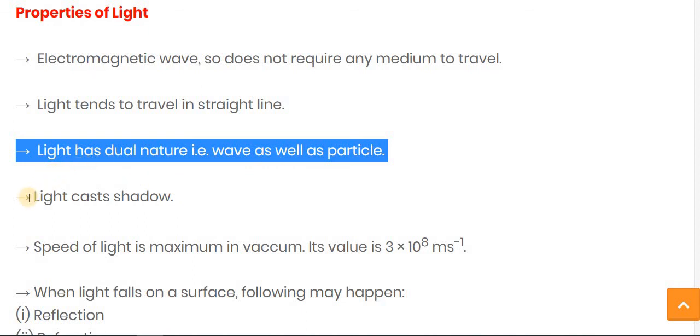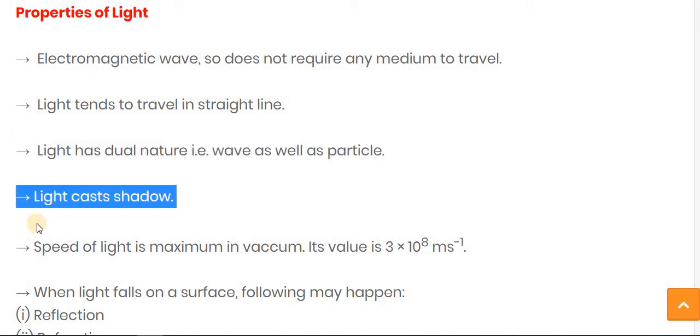The next property of light is that light casts a shadow, meaning light is able to form shadows. On the opposite side of the source of light, you can find the shadow. So light casts a shadow.